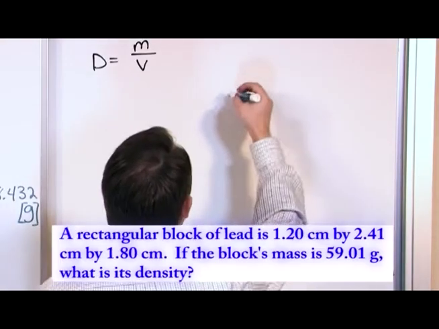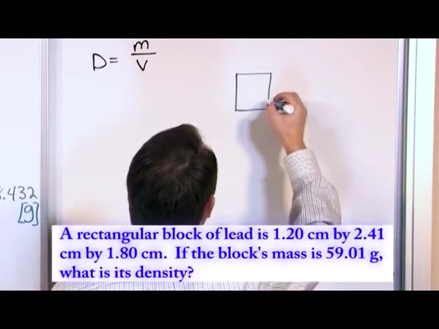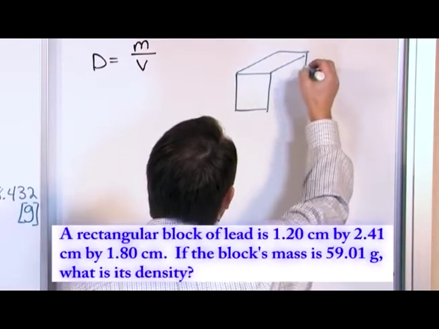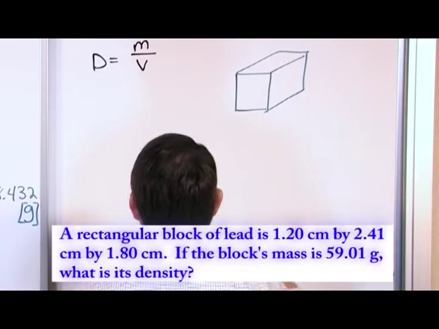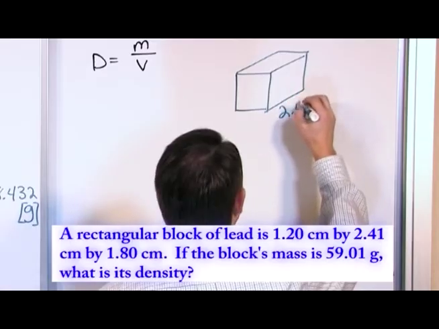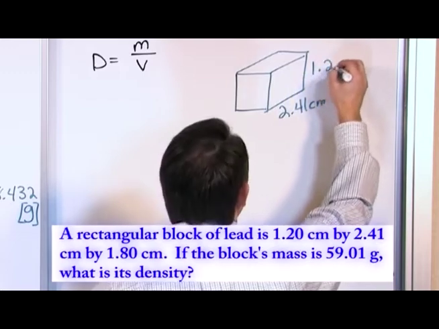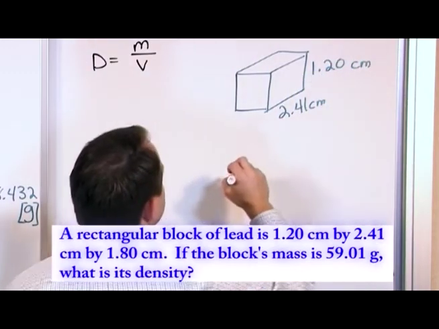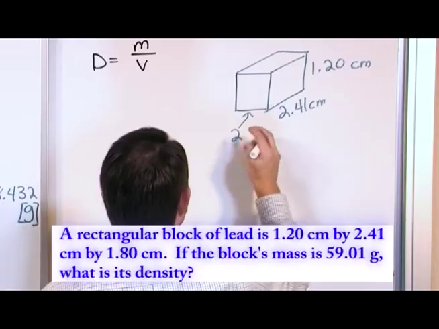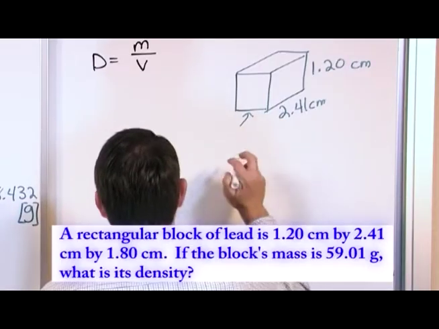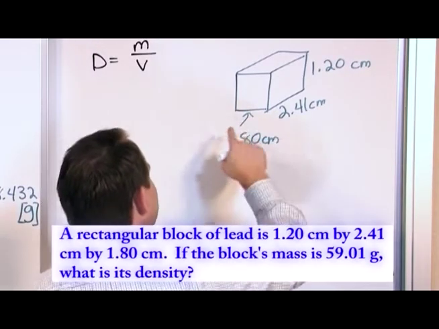If you think about it, the block, I'm not drawing it to scale or anything like that, but it's a block. It says it's a rectangular block. So what we know is on one side it's 2.41 centimeters. On another side it's 1.20 centimeters. And the only other side left would be this one, which is 1.80 centimeters.